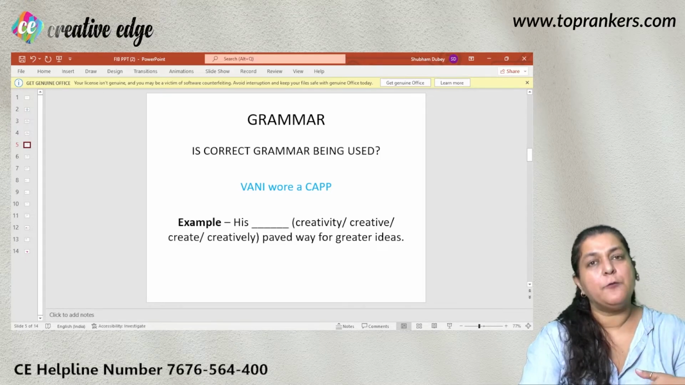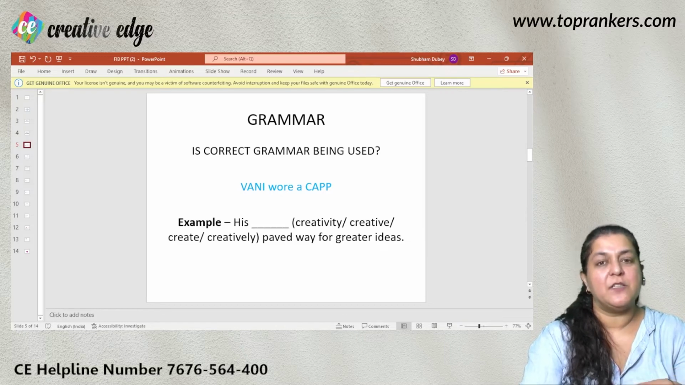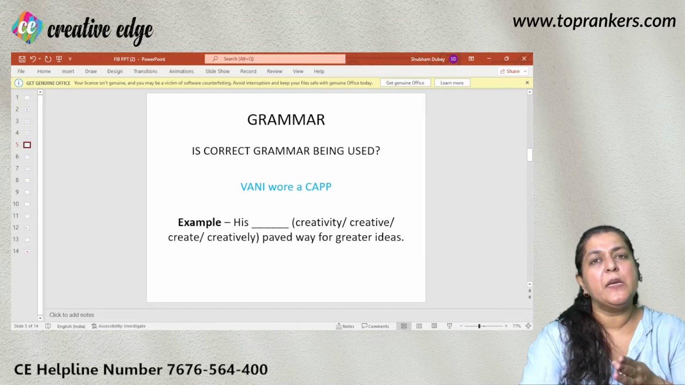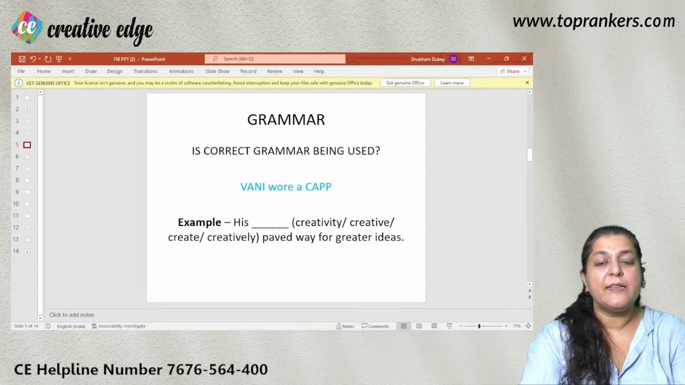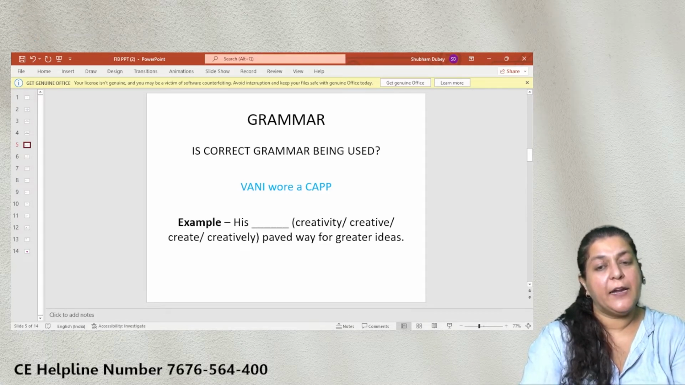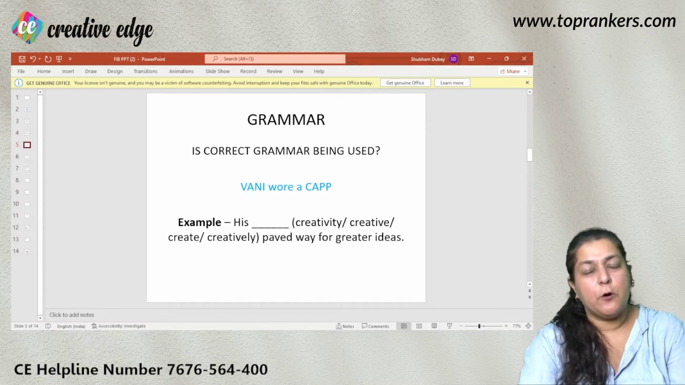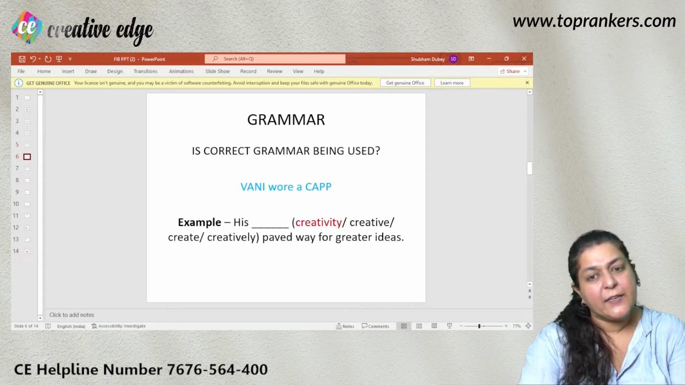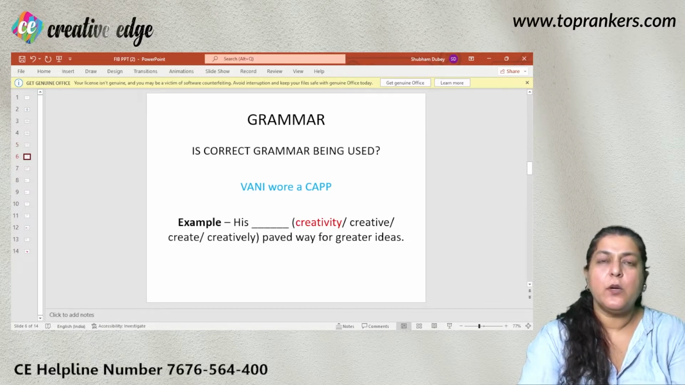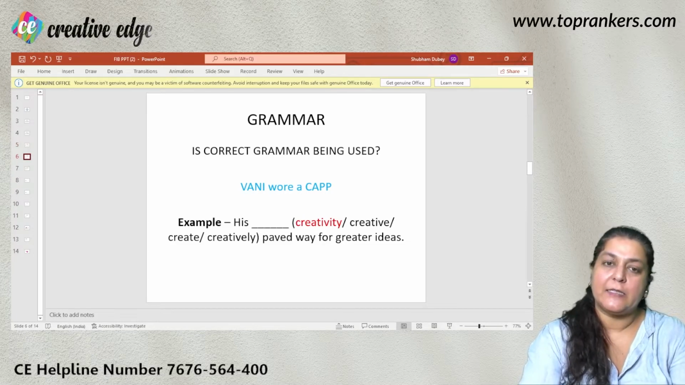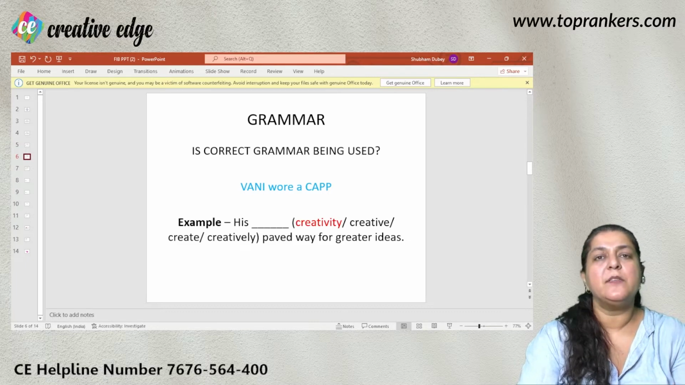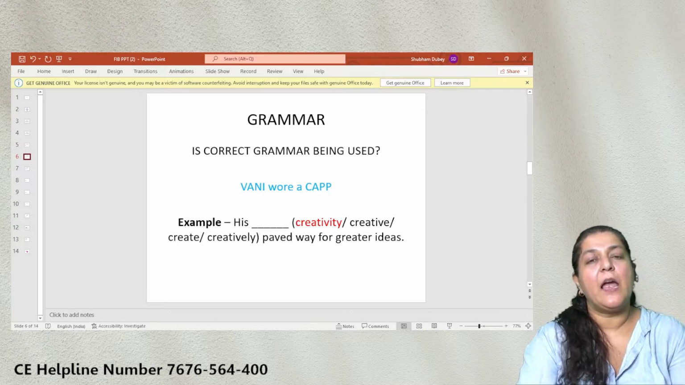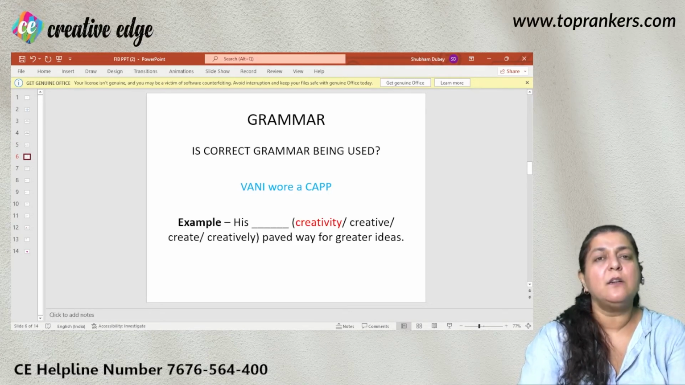But what you have to do as a student, or what the challenge is for you, is that you know which is the correct form to be used. Now, here, "his dash paved way for greater ideas" is the verb form that is going to be used. So your answer should be "his creativity paved way for greater ideas." That's what you have to understand, and try to use the right form of the verb.